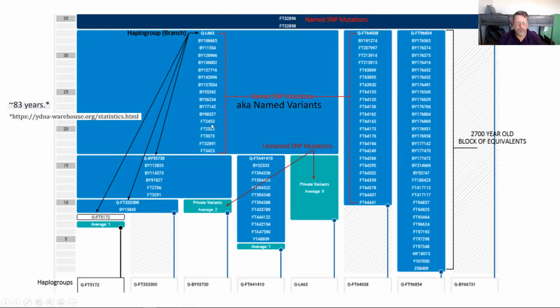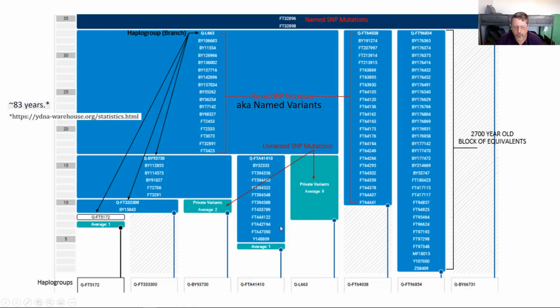These SNP mutations are also called named variants. They're mutations that have been named, right? So we know they're in a database. We know Family Tree DNA is aware of them. Here, these are unnamed SNP mutations. These are unknown. These are known.